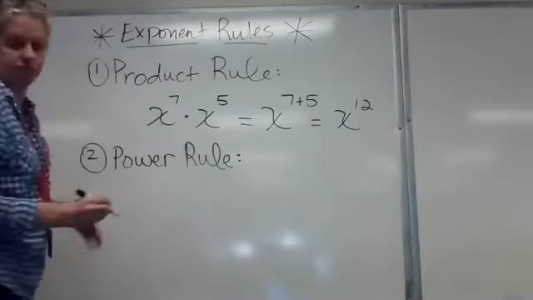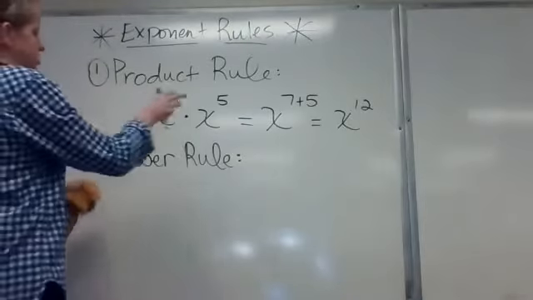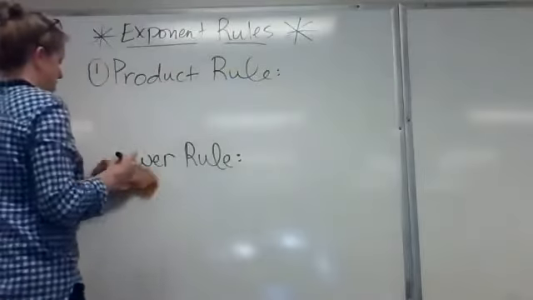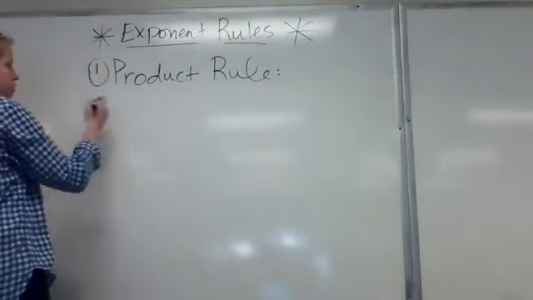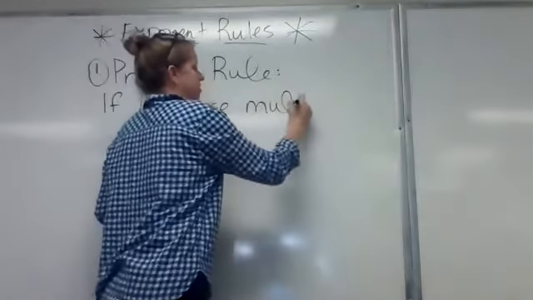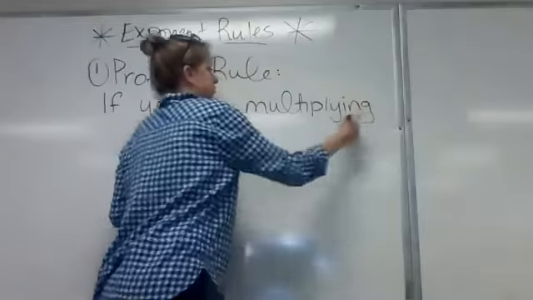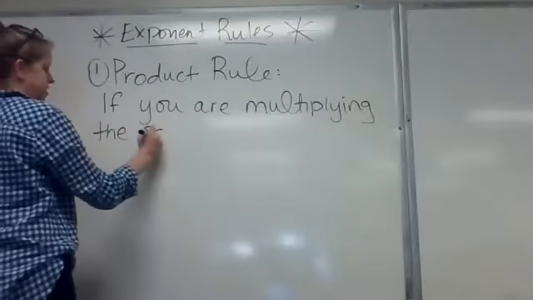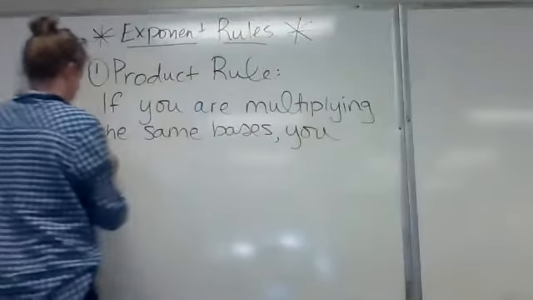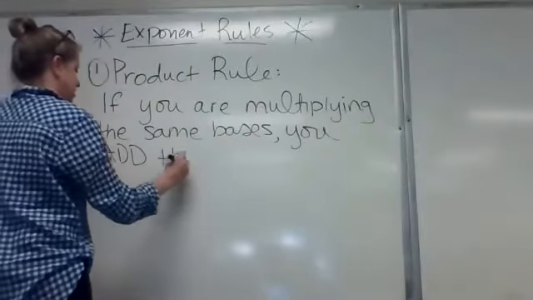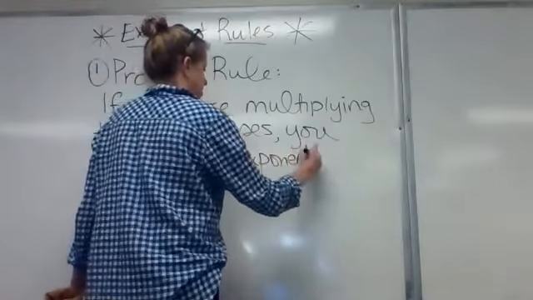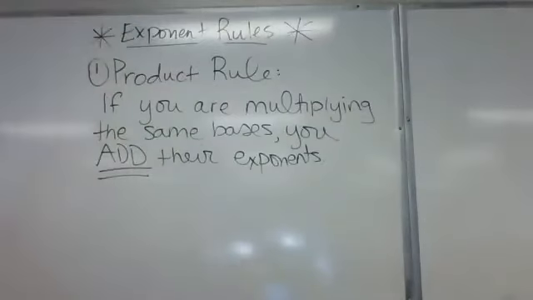And it says, oh, I didn't even write out the product rule, I just showed it. We write it all the way out for y'all, so y'all can have your separate sheet of paper. So the product rule says, if you are multiplying the same bases, you add their exponents. So that's the product rule.